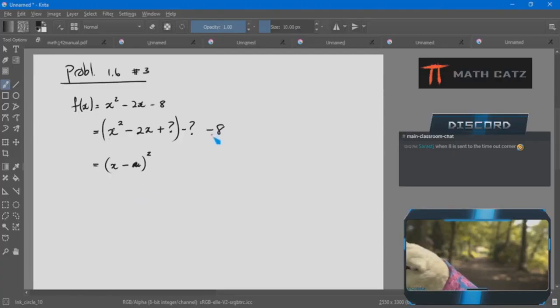He is sent to the timeout because I don't like him. He's offending me. Can't get rid of him. He's still there. But we don't want to look at his face right now.